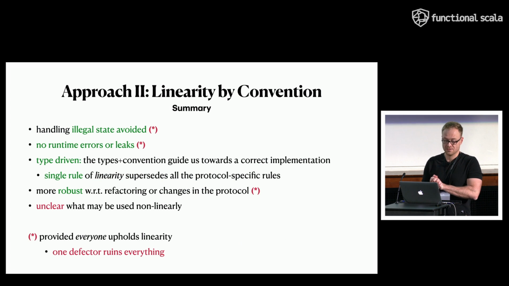All right, we see that this single rule of linearity solves the problems. And it's even more robust with respect to modifications because linearity can be checked locally and does not break at a distance by someone making modification elsewhere in the code. Though it might be somewhat unclear what is subject to linearity and what can be used freely. However, there's this caveat here that it's all based on trust, and one defector can ruin it all.